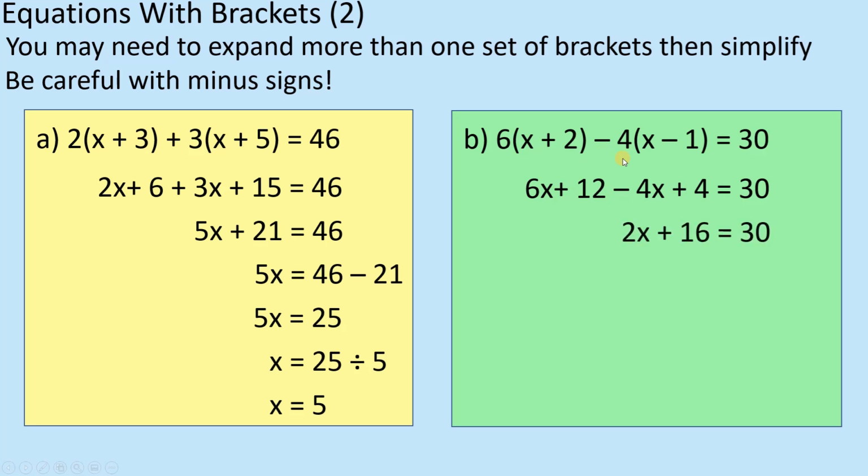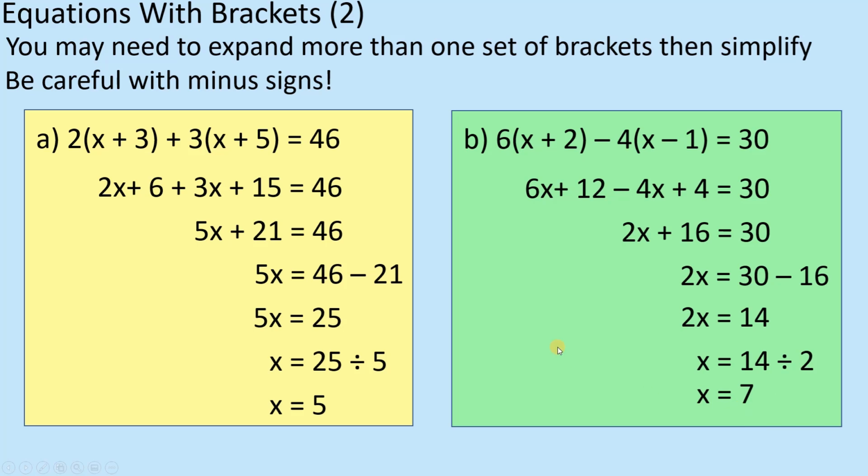Anyway, so let's simplify this. So I've got 6x minus 4x, which is going to give me 2x. So they're the x's. I've got plus 12 plus 4, it's going to give me plus 16 equals 30. And again, this looks a little bit more comfortable in terms of what we need to do. So we're going to take away the 16 on the other side, 30 minus 16, and then simplify it. So 2x is equal to 14. So divided by 2, which is going to give me x is equal to 7.